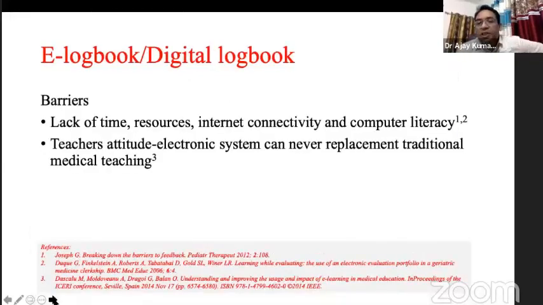We have limitations also, because with the e-logbook, again, the teachers say that they do not have time to provide feedback. Resources we require, as highlighted by Madam: we have to have internet connectivity, and then some amount of computer literacy is required from the students and from the teachers. And some of the teachers are quite conservative about the development of new technology, and they consider the traditional method much better.